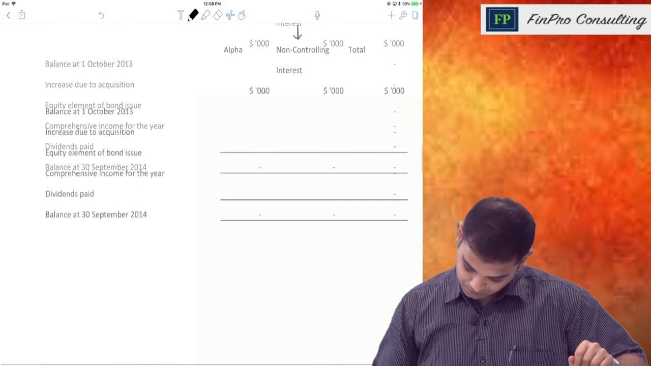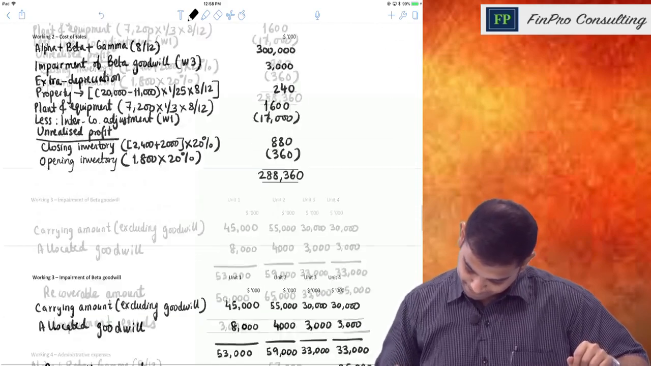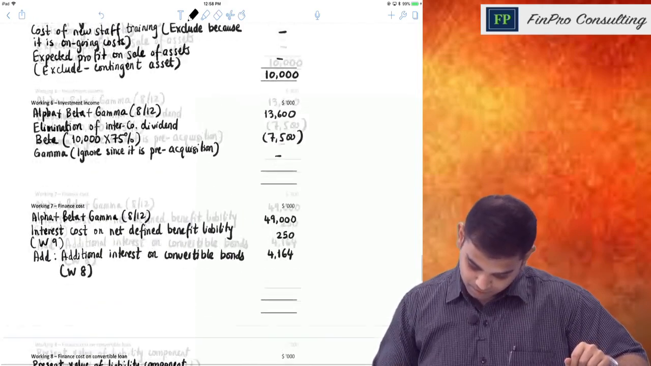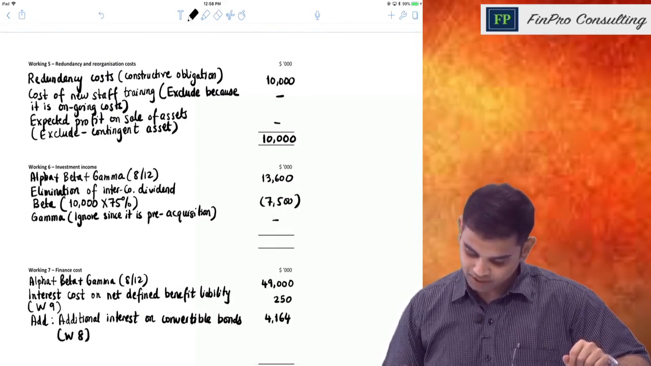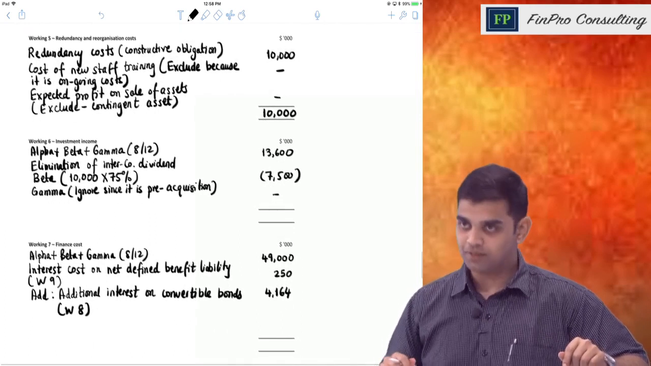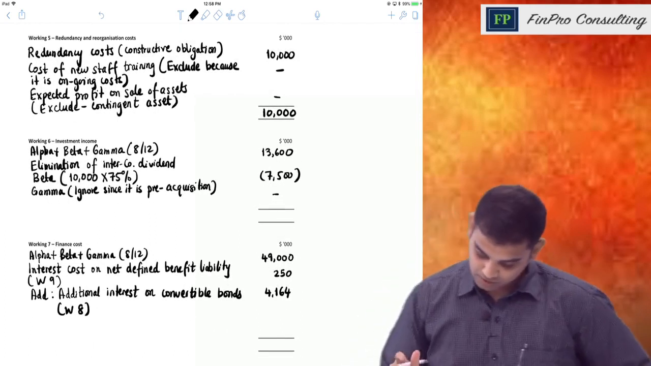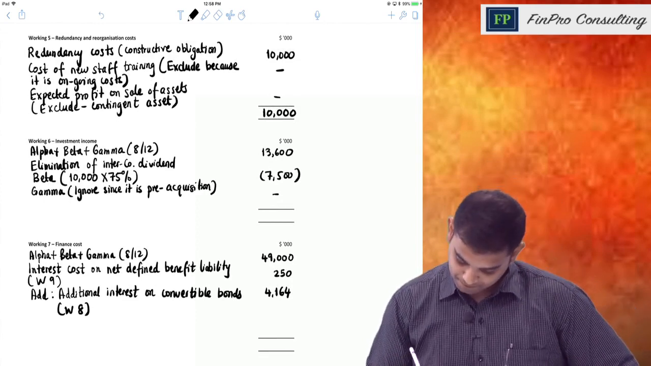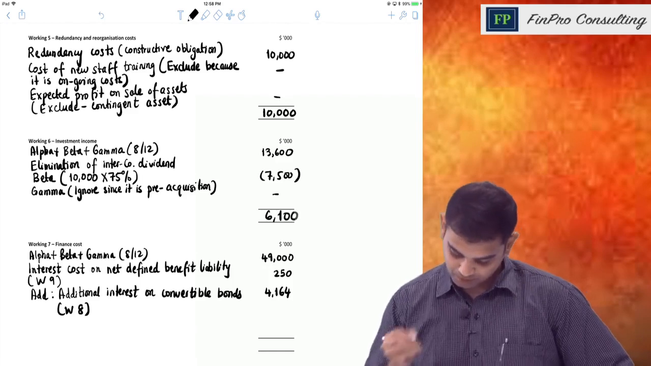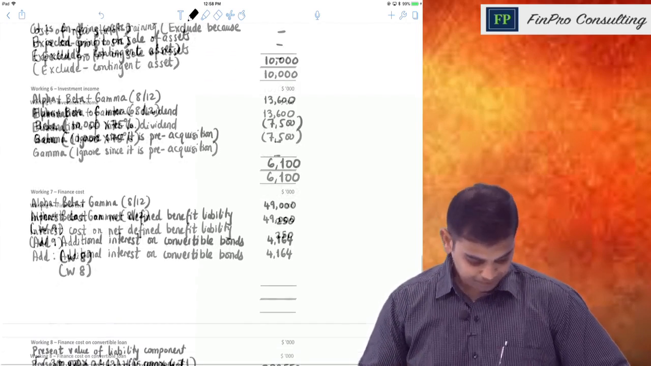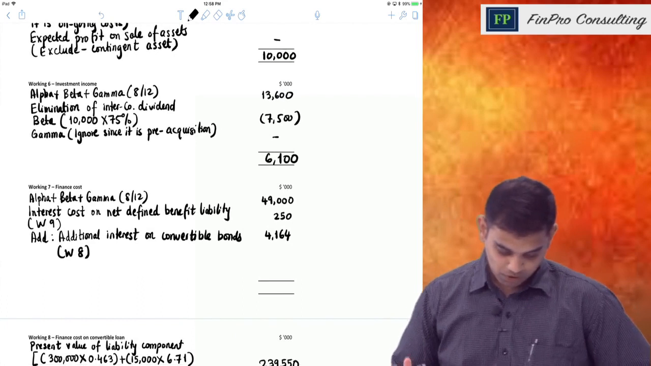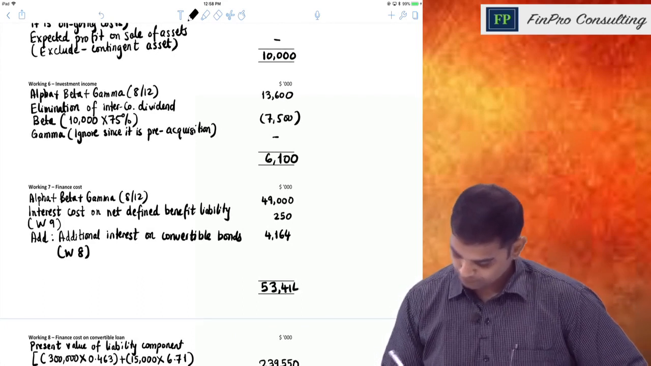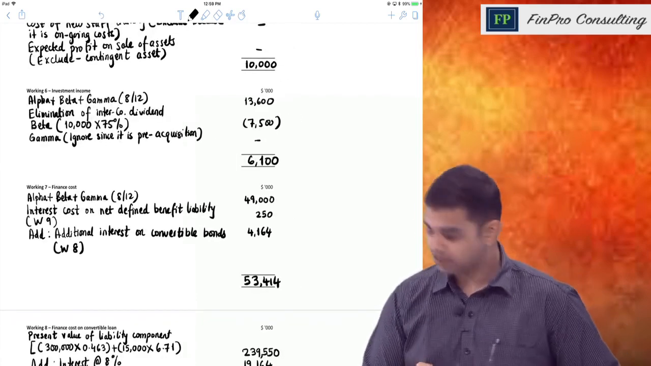Next. Redundancy and reorganization is 10,000. Take the total of investment income, finance cost, and then we will post it together. What is investment income? 6,100. And finance cost? 53,414. Okay. Let's post all these three amounts to P&L.